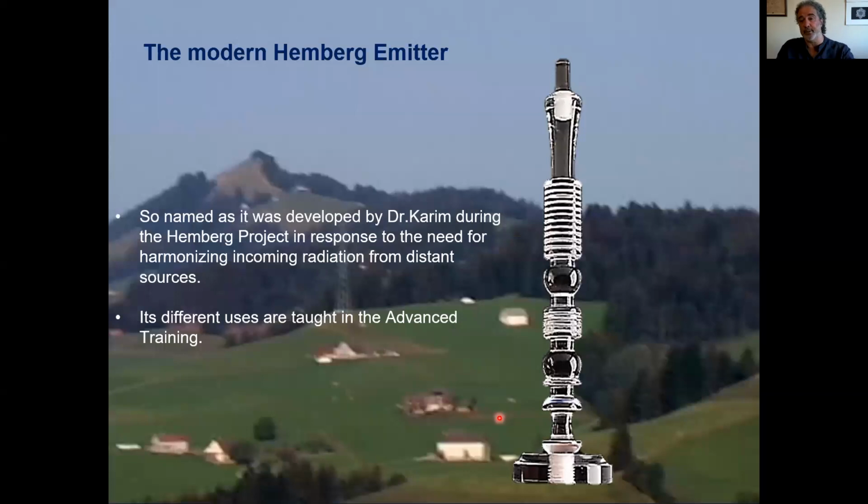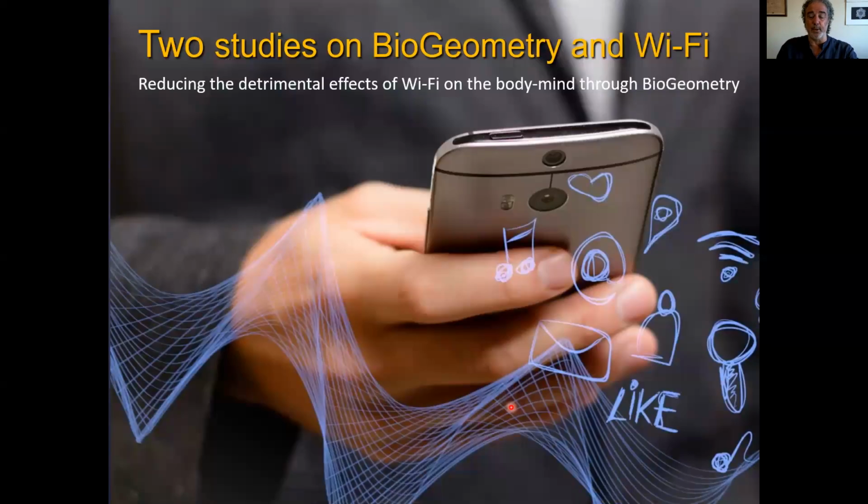And as I showed you, this is the Hamburg emitter that you see. This is the modern version. It's no longer made of wood. The wood was because they were prototypes at the time. And we will talk about that when you get to do the advanced training. So now we have two studies, very interesting studies on biogeometry and Wi-Fi, reducing the detrimental effects of Wi-Fi.